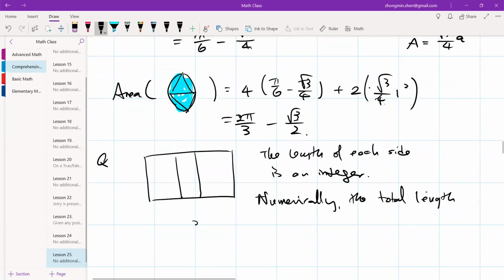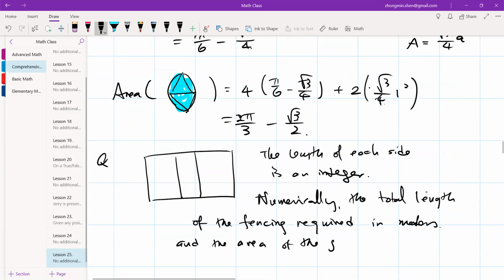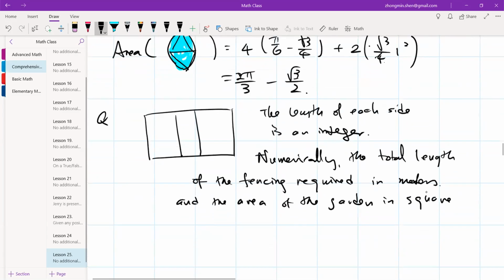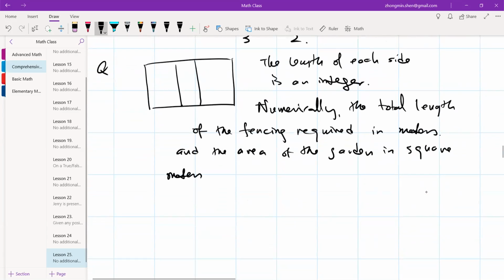The total length of fencing required in meters and the area of the garden in square meters are equal. What is the greatest possible area of the garden?